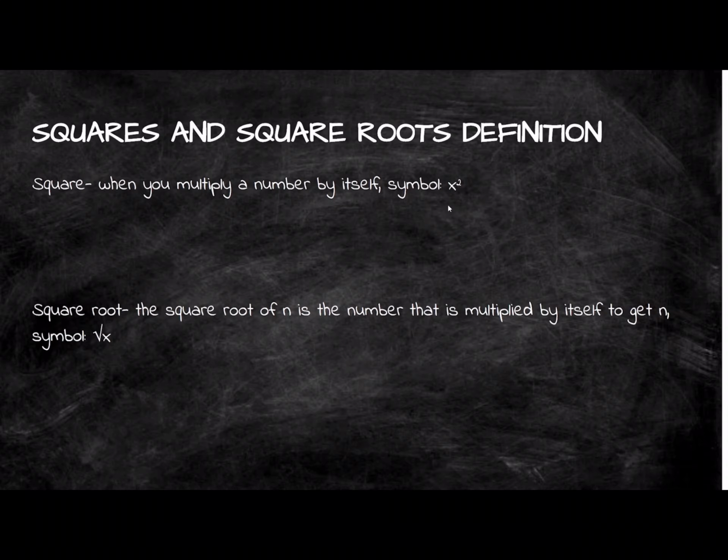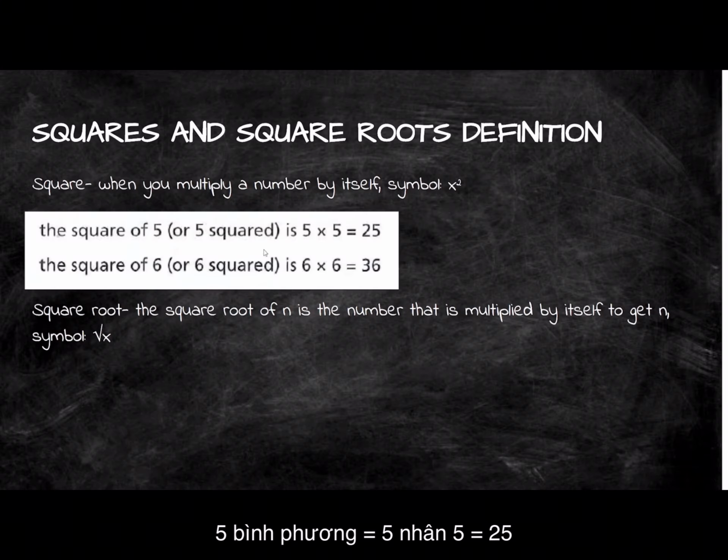So here are some examples. The square of 5, or 5 squared, is 5 times 5, which is equal to 25. The same with 6, which is 6 times 6 equals 36.